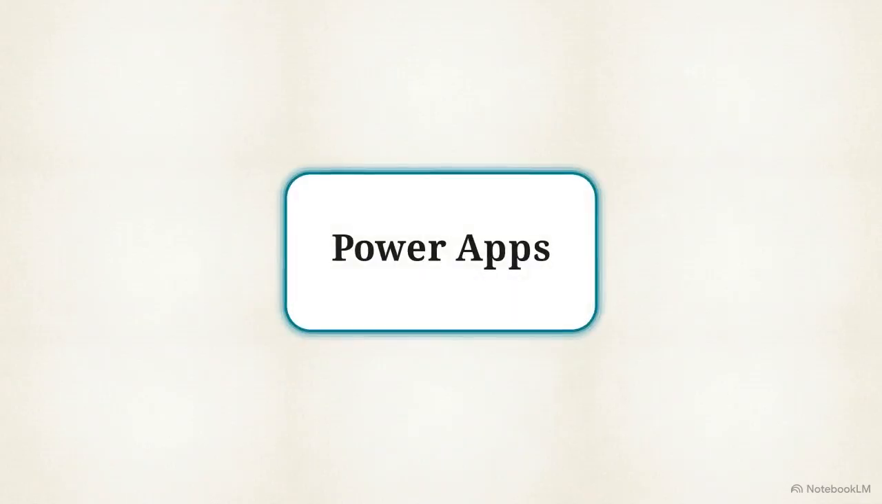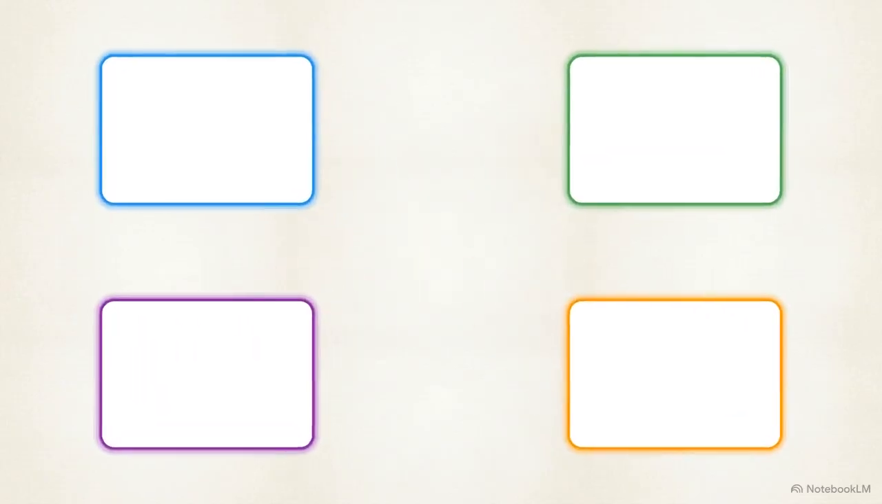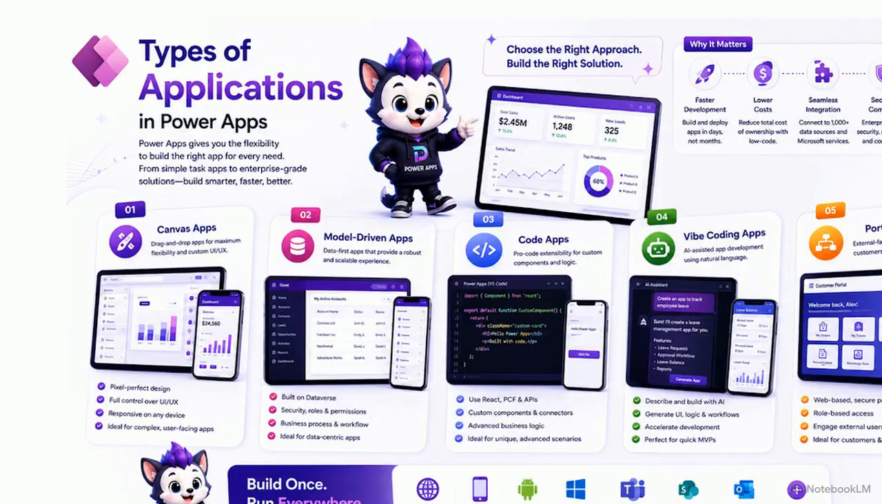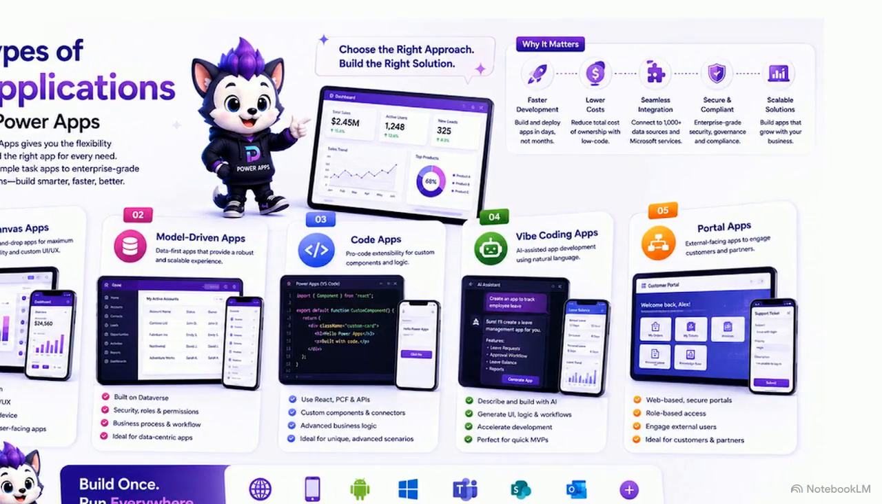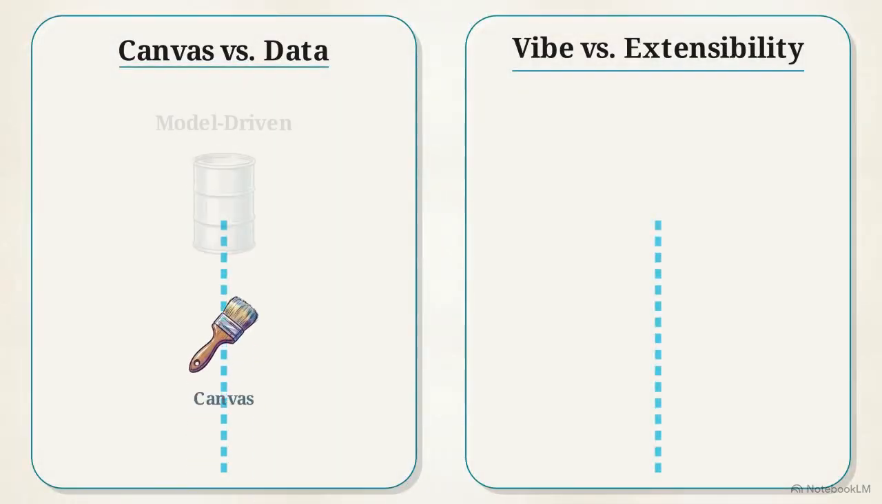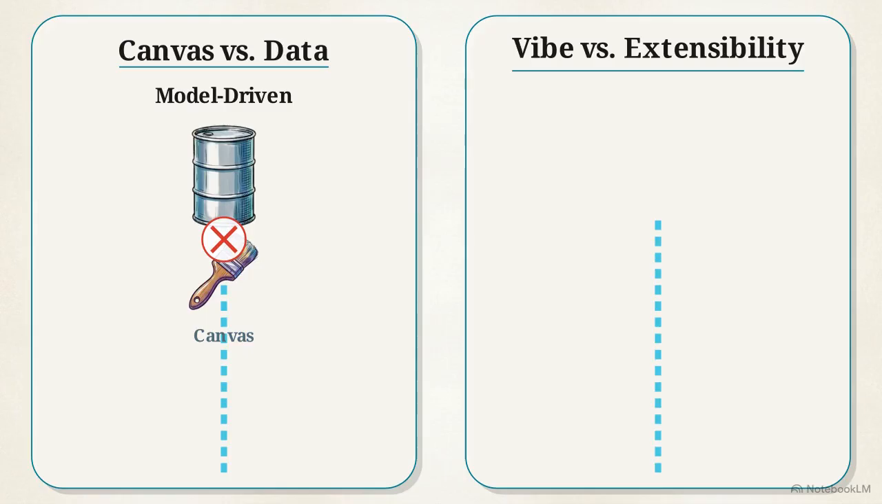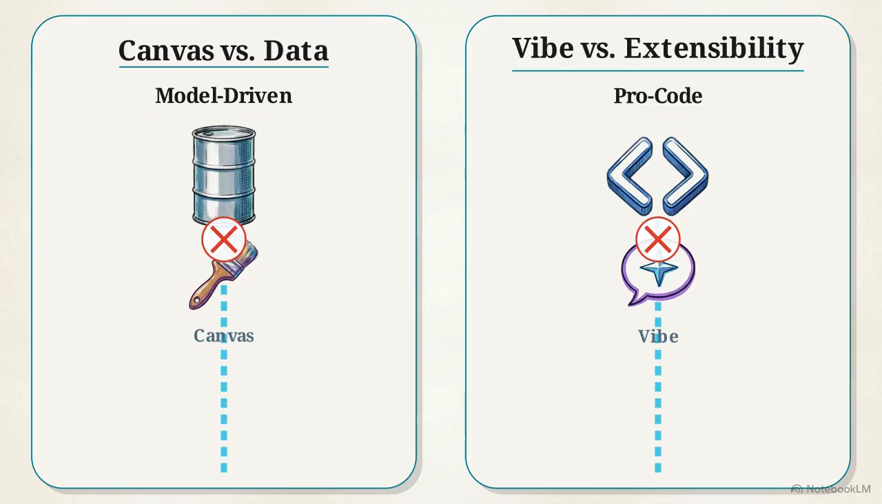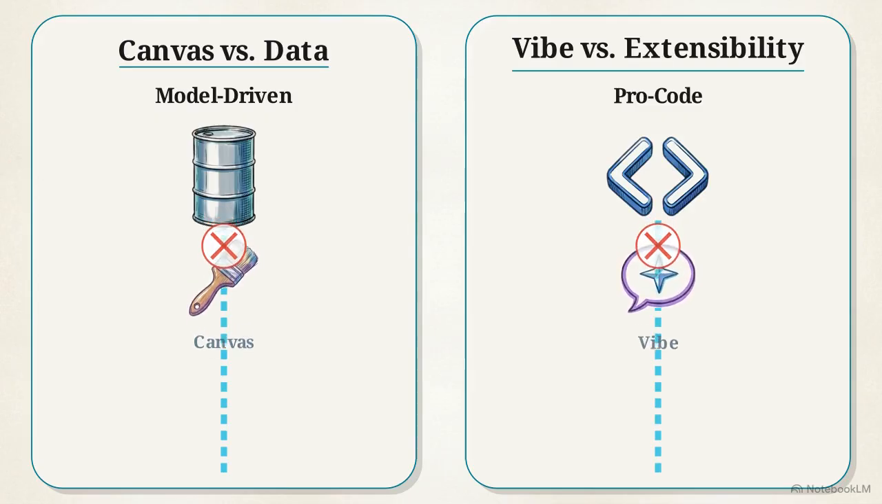The reality is that Power Apps is a robust, multi-tiered ecosystem consisting of 4 entirely distinct development architectures. This panel details those options: Canvas, model-driven, code, and vibe coding. Each of these tools requires different levels of technical expertise and offers completely different scalability limits. Here is the structural dilemma. If a team selects Canvas when their data actually demands model-driven, or they try to use Vibe when they really need Code Extensibility, the project will eventually hit a developmental wall that requires a total rewrite.